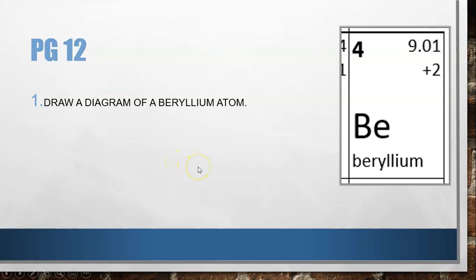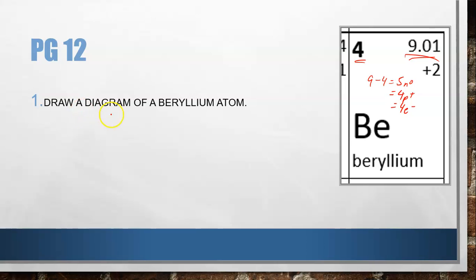So if we were to draw a diagram of the beryllium atom, we see that it's got mass of 9, 4, which means this would be 9 minus 4, or 5 neutrons. It will also have 4 protons and 4 electrons.